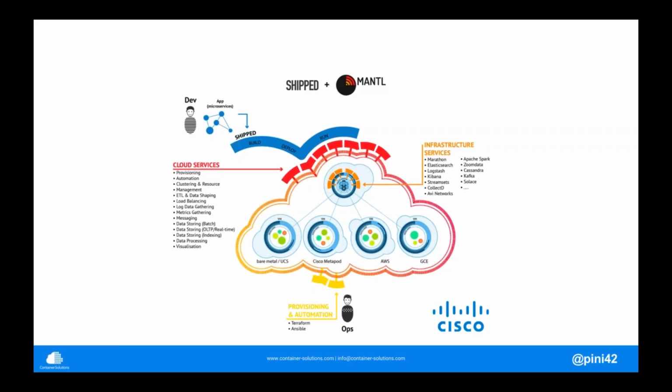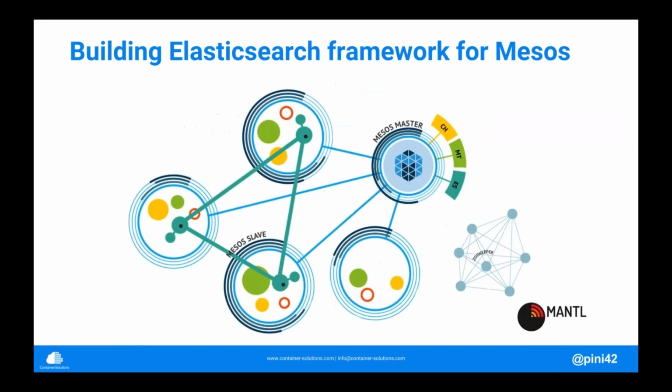So, of course, this whole project is about microservices. It's about taking microservices and delivering to the cloud. This is one of the clouds and one of the delivery pipelines. But the challenges are very similar to similar projects. So the first project we were doing was an ElasticSearch framework for Mesos.